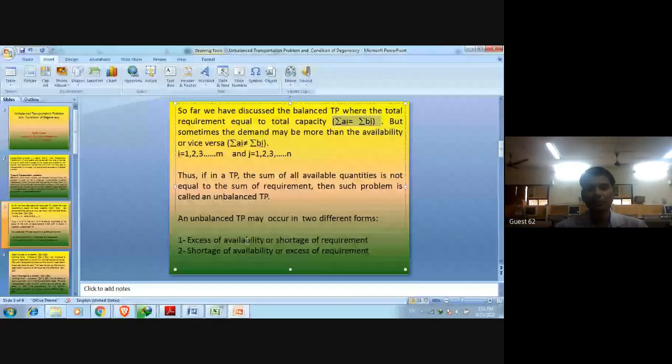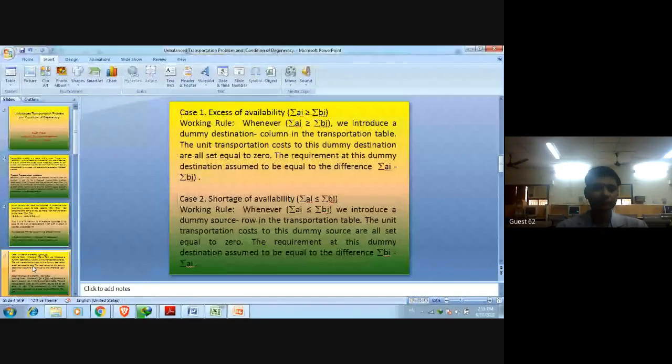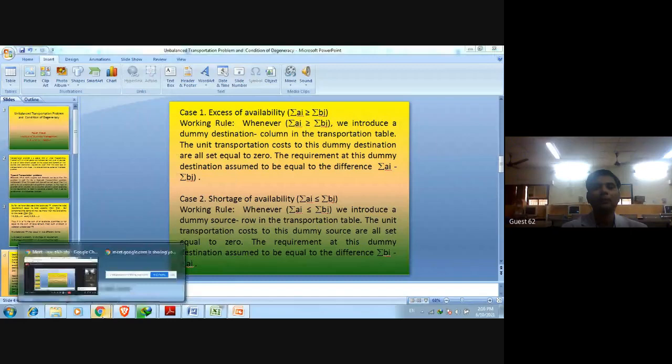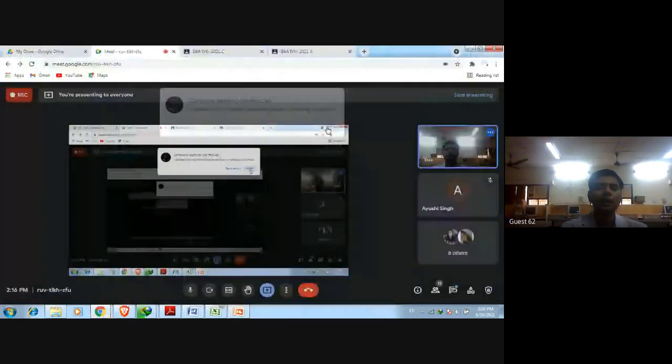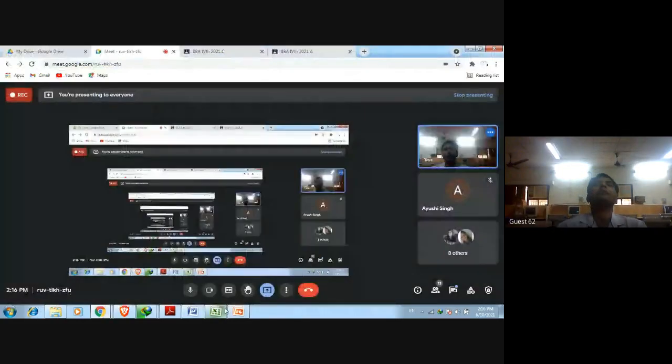So for these two forms of unbalanced transportation problem, how will you solve it? Case 1 is excess of availability, meaning summation of ai is greater than summation of bj, so supply is more than the demand. And how is it possible? Let us take an example.